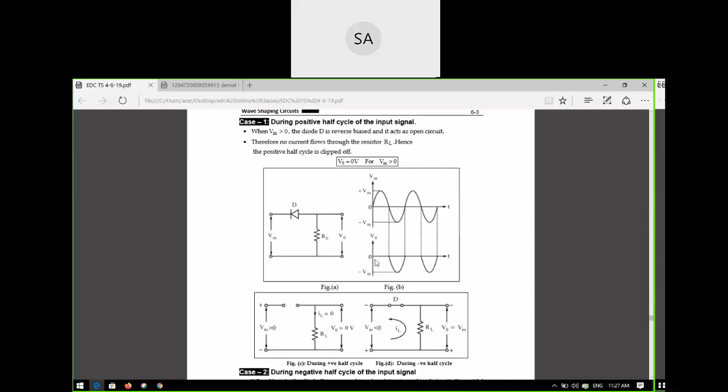So that means the positive portion is completely zero. Correct or not? If you see the output waveform, this is zero. Is it clear? The positive portion is completely clipped off. Here it is zero, so V naught is zero. When Vi is positive going, the output is zero.